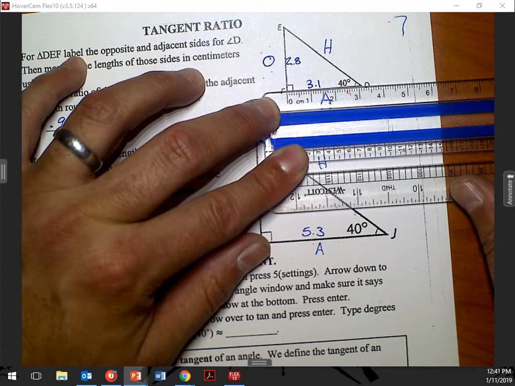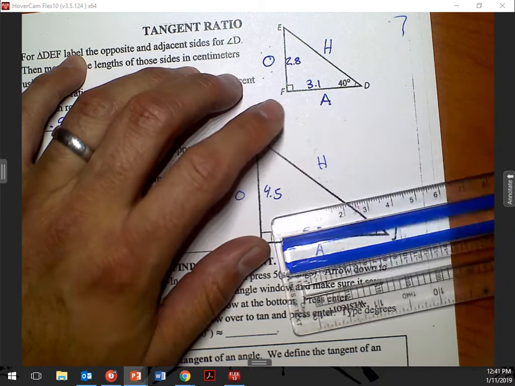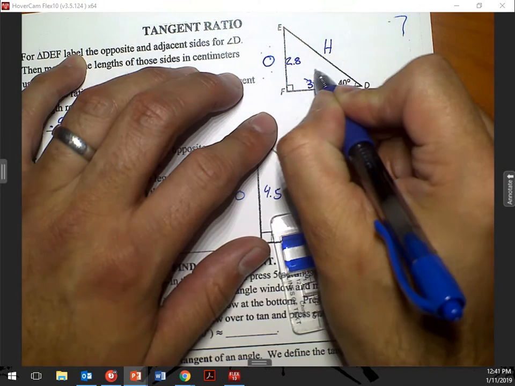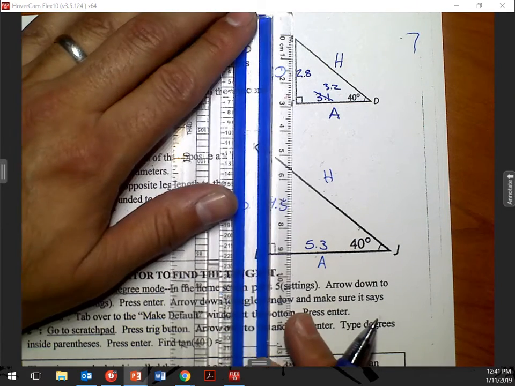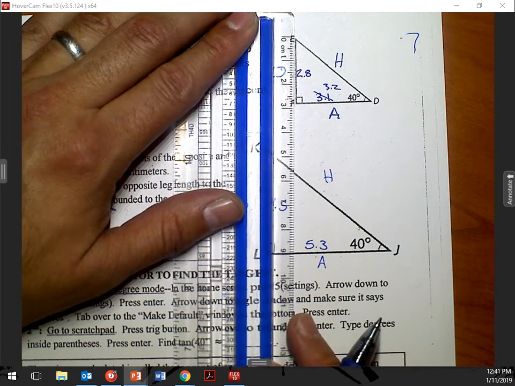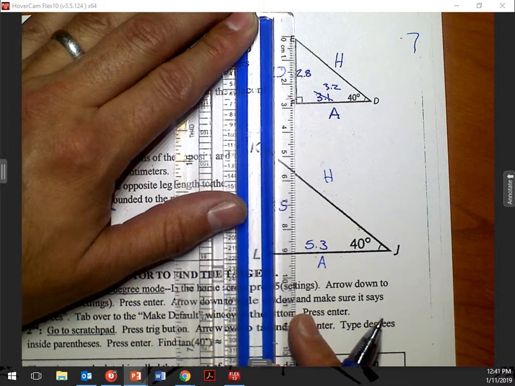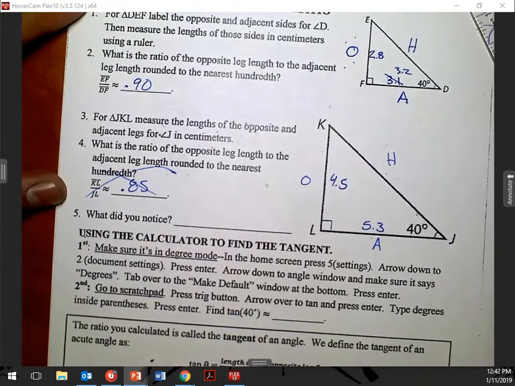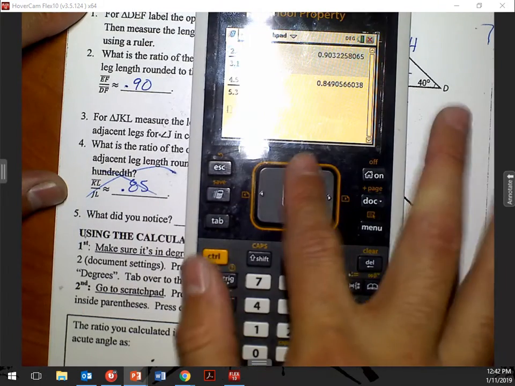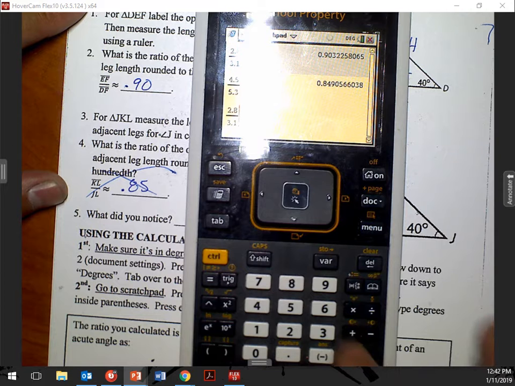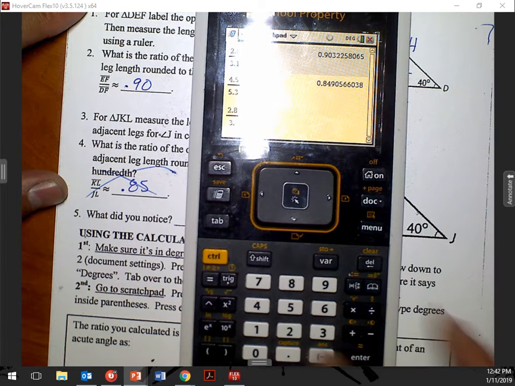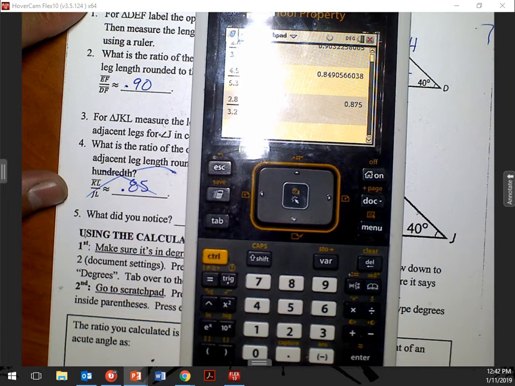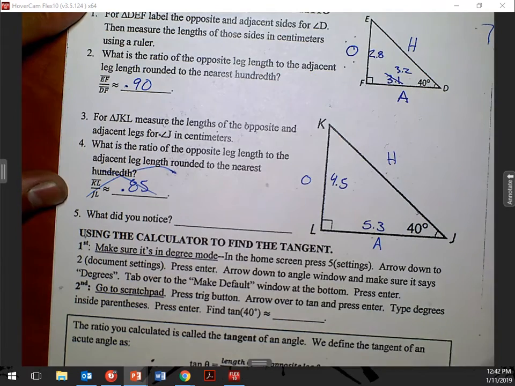No. This should be 3.2. Hold on. Let me see if that actually works. 2.8. Does that change that? I'm gonna be so mad if that was it. I was off by less, like a millimeter. Nope, still not. Anyway, these triangles suck.